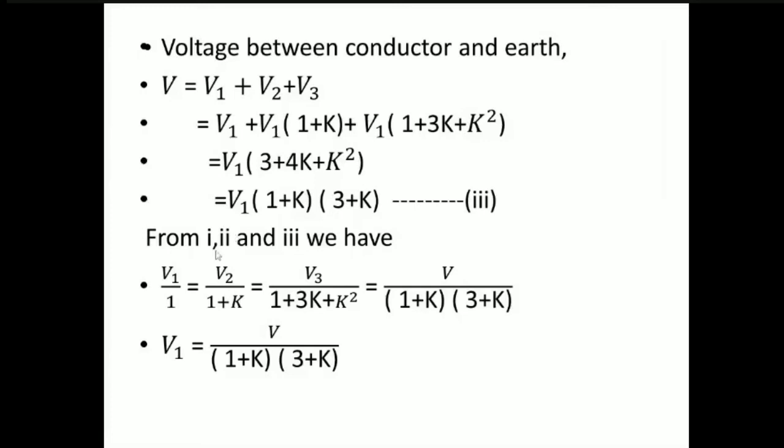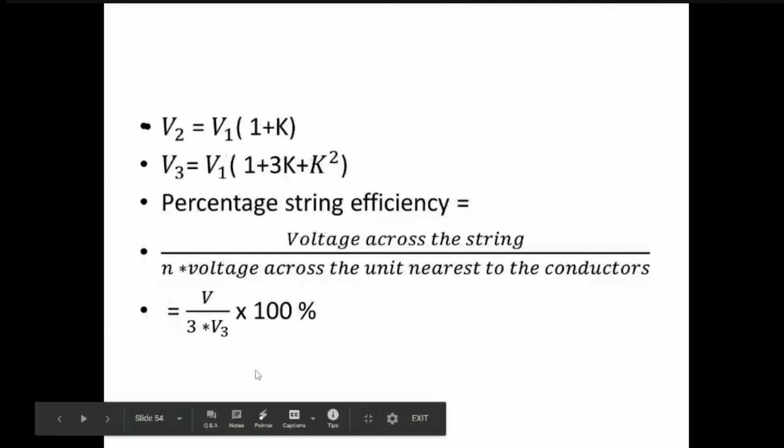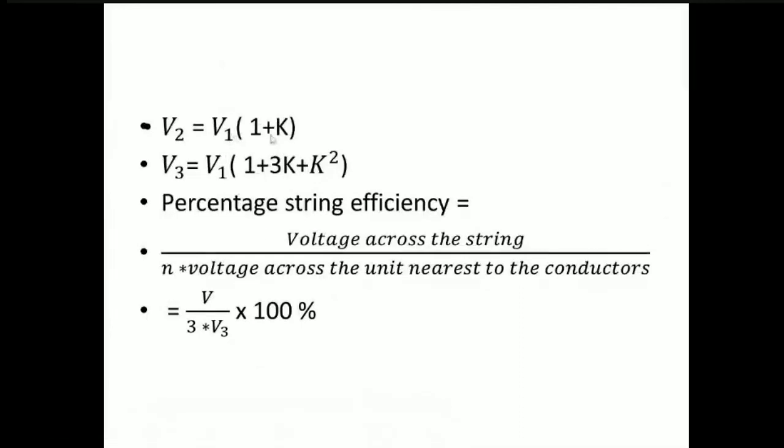From equations 1, 2 and 3, we get V1 by 1 is equal to V2 by (1 plus K), is equal to V3 by (1 plus 3K plus K square), is equal to V by (1 plus K) into (3 plus K). Or V1 is equal to V by (1 plus K) into (3 plus K). Now V2 is equal to V1 into (1 plus K). V3 is equal to V1 into (1 plus 3K plus K square).